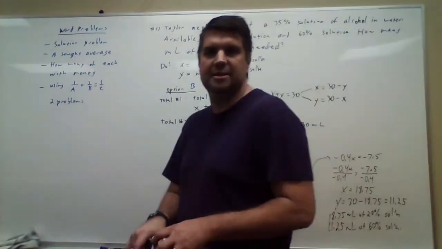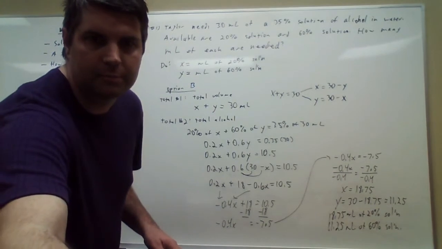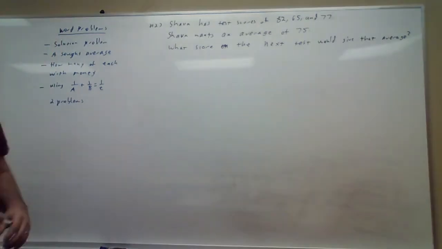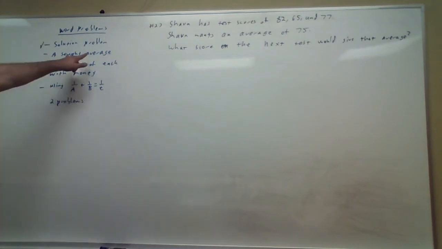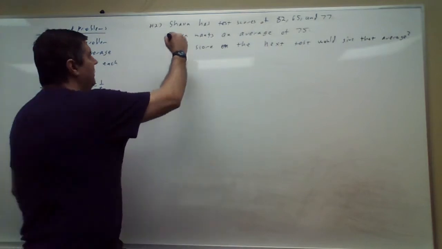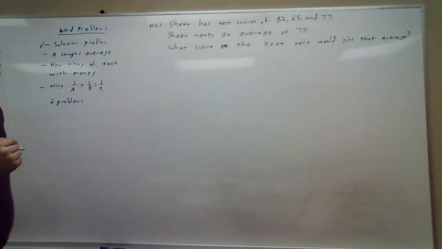Okay, I'm going to pause this and put the next problem on the board. All right, so having done the solution problem, we now move on to the sought average. Sean has test scores of 82, 65, and 77. Sean wants an average of 75. What score on the next test would give that average?